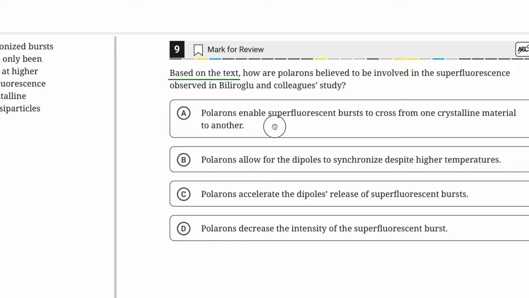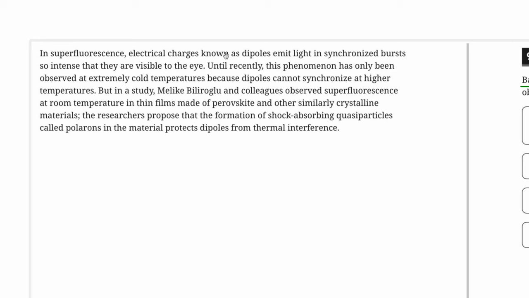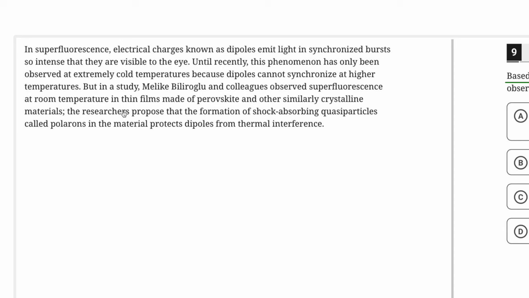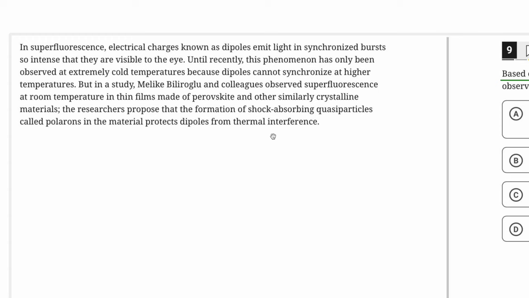In superfluorescence, electrical charges known as dipoles emit or give off light in synchronized, timed bursts so intense that they are visible to the eye. Until recently, this phenomenon has only been observed at extremely cold temperatures because dipoles cannot synchronize at higher temperatures. But in a study, this scientist and colleagues observed superfluorescence at room temperatures in thin films made of perovskite and other similarly crystalline materials.